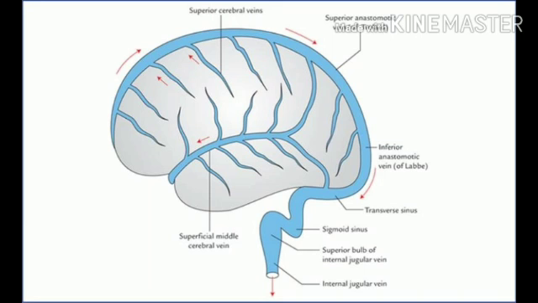The external cerebral veins are divided into the superior, middle, and inferior cerebral veins. The middle cerebral vein runs in the lateral sulcus, and is again divided into superficial and deep middle cerebral veins. Then the inferior cerebral veins are very small and they drain the inferior and lower parts of the medial and superolateral surface of the cerebrum.